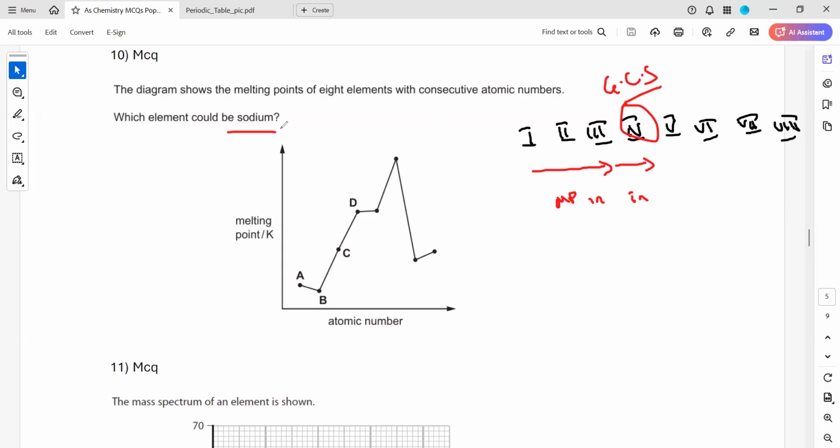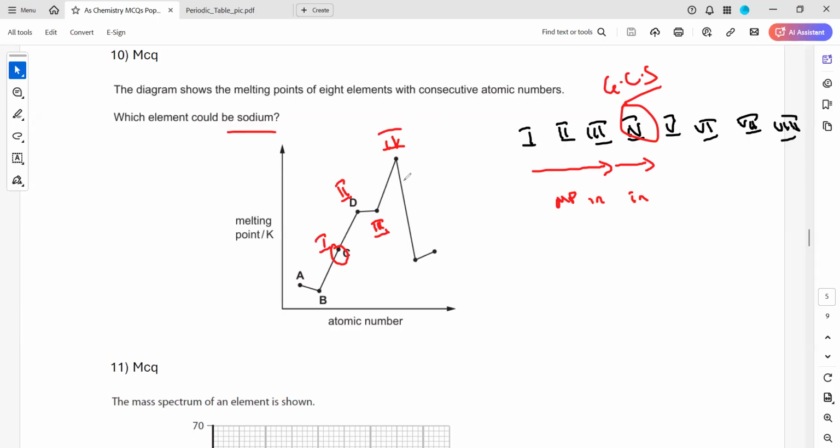So the question is, which could be sodium? First we see the peak, which has the highest melting point. So this has the highest melting point, so it must be group 4. If it is a group 4 element, and these are successive atomic numbers, this should be a group 3 element, this should be a group 2 element, and this should be a group 1 element. Group 1 element is sodium, so C will be the right answer for this.